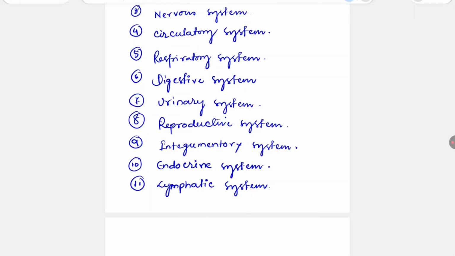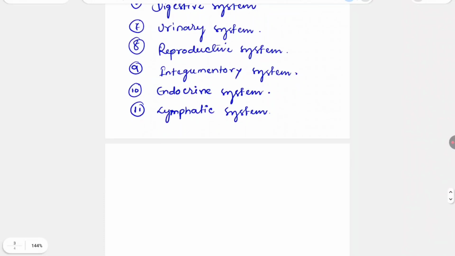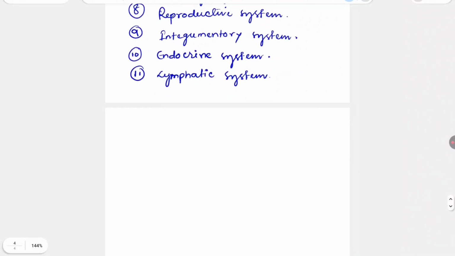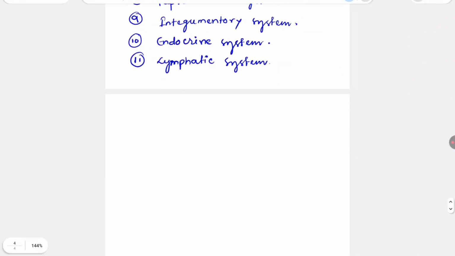Integumentary system means sensory organs, how our skin is, how our eyes are working, all that is in the integumentary system. Endocrine system means all about hormones, how many hormones we are having, and from where they are secreting, like hypothalamus, pituitary, all functions we are discussing in the endocrine system. Then lymphatic system: all the big blood vessels and so on we are discussing in the lymphatic system. Okay, so these are the 11 systems we are having.